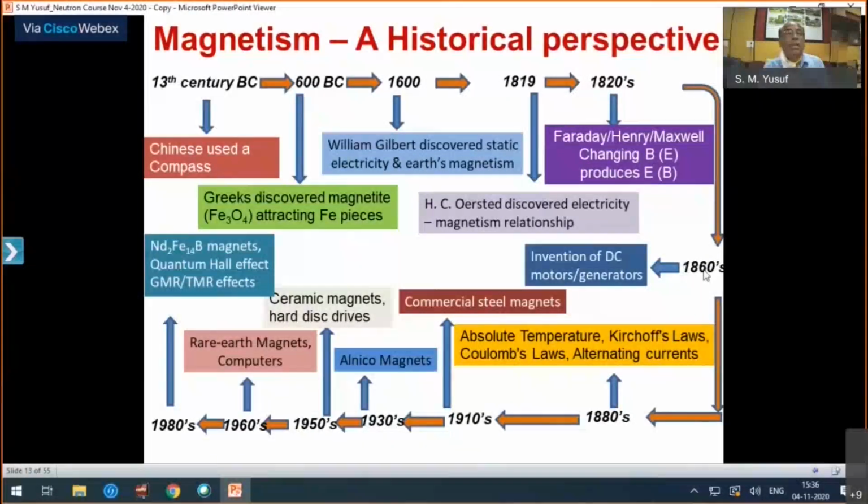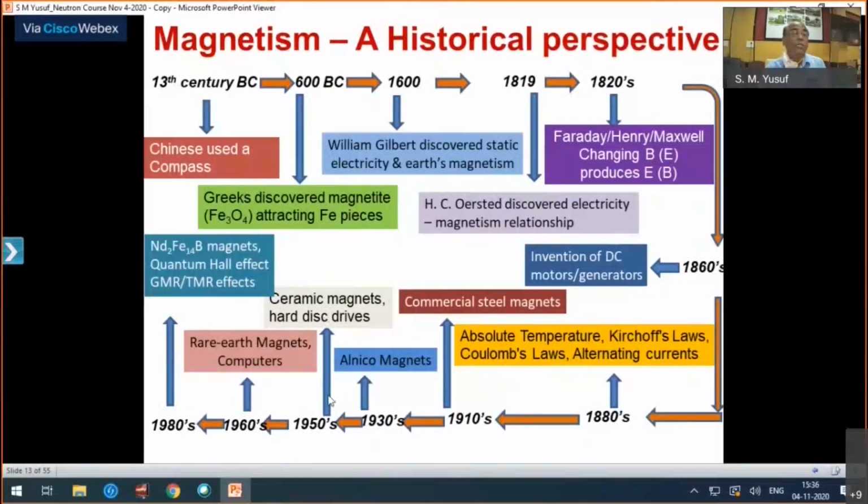And then the 1960s, you see the invention of DC motors and generators. If you keep going, in the 1880s, you see Kirchhoff's law, Coulomb's law, alternating current, and so on. In the 1910s, you have commercial steel magnets, so steel magnets commercially produced around 1910. Then Alnico magnets, more powerful magnets, around the 1930s. Around the 1950s, you see the ceramic magnets, hard disk drives. So this is the birth of computer storage devices.